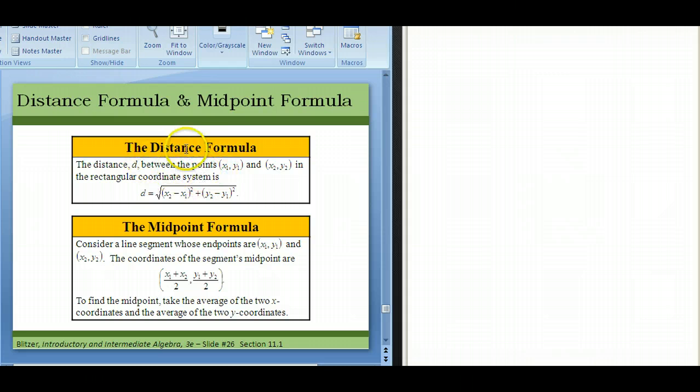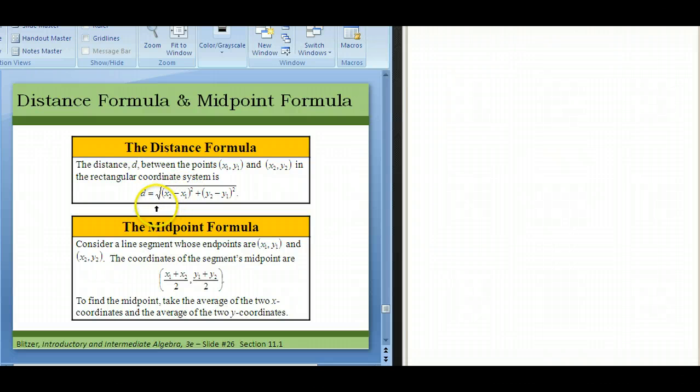So for the distance formula, first of all, if we want to find the distance d between two points, let's call them x1, y1, and x2, y2. This is just special notation so that this denotes one ordered pair and this denotes a second ordered pair, right? That's the little subscript notation here. First ordered pair, second ordered pair. If we're working in the rectangular coordinate system, that just means the xy axes. So we make use of this crazy looking formula right here.